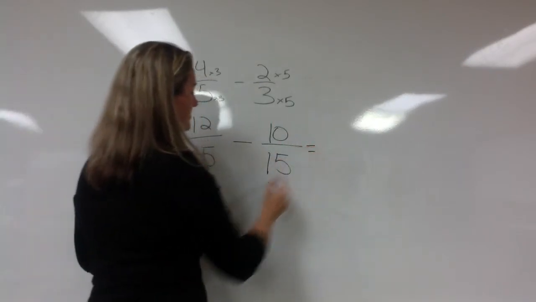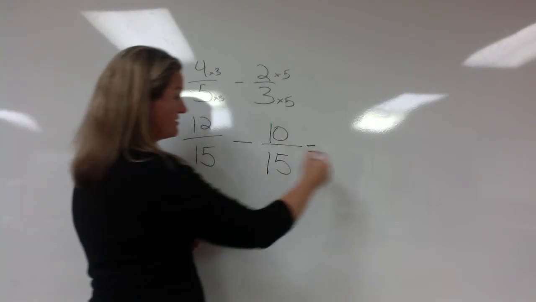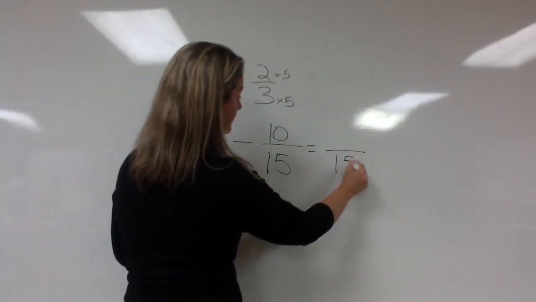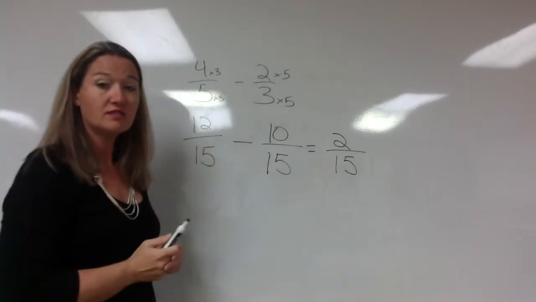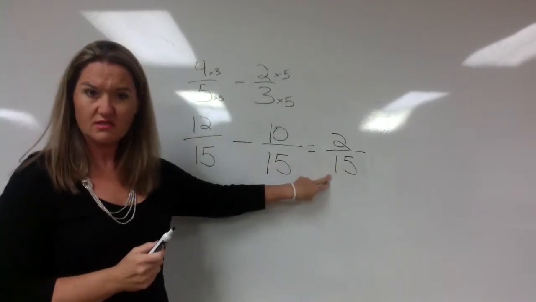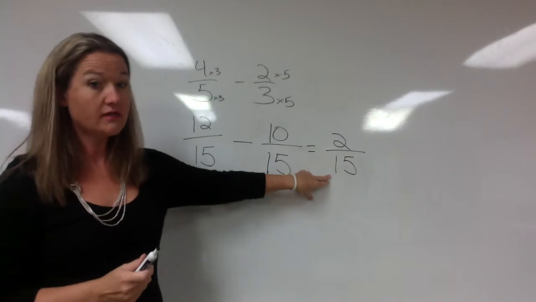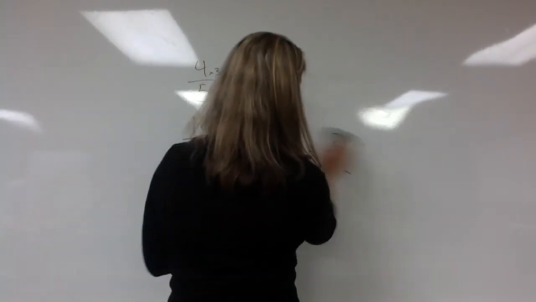Okay, now we can go ahead and subtract. Remember, the denominator just stays the same, so it's whatever over 15. 12 minus 10, 2/15. Okay, so let's do a double check. Is this in simplest form? Yes. Okay, so this is our answer. All right, one more.